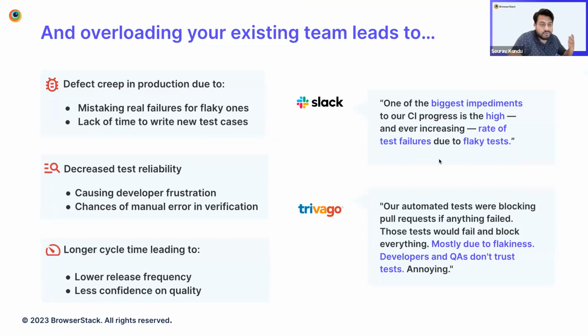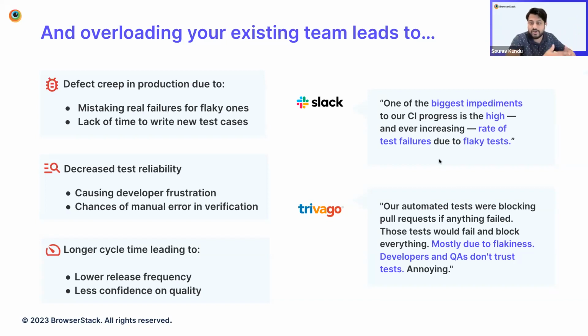Industry leaders like Slack and Trivago have been writing blogs about the flakiness problem in test cases, right? Defect creep in production is real. Reliability of test cases going down is real, and these are real problems. We have seen customers who have stability as low as 50% for their UI tests. If you are down to 50% test stability, how do you even know what you're doing? You are under a false pretense that you have 1,000 test cases. Really, you don't have 1,000, because 50% of them are flaky, always failing.